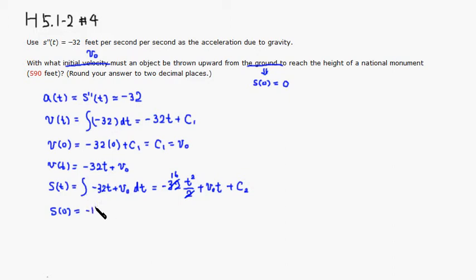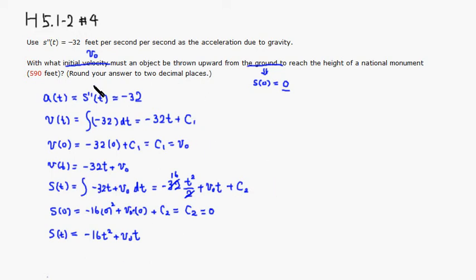An object thrown upward from the ground tells you that s of 0 is 0, since we're assuming that ground level is 0. So plug in t equals 0: negative 16 times 0 squared, which is 0, plus v0 times 0, which is 0, plus c2. So it's just c2, which is supposed to be 0. So c2 is 0, and you have a complete formula for s of t, except that we don't know v0: negative 16t squared plus v0t plus 0.